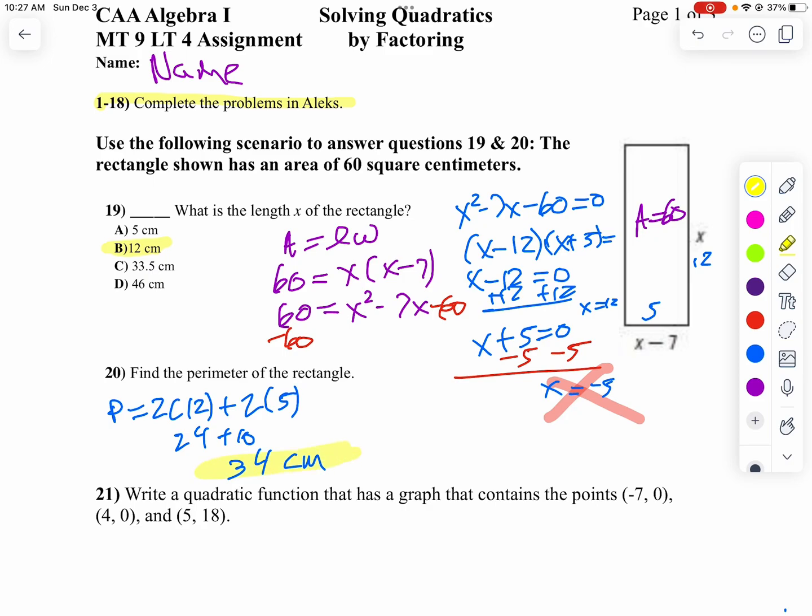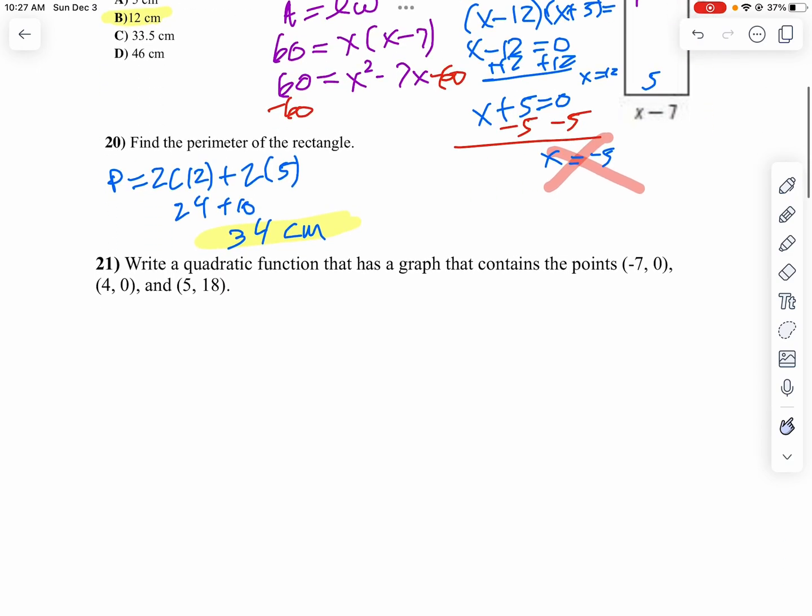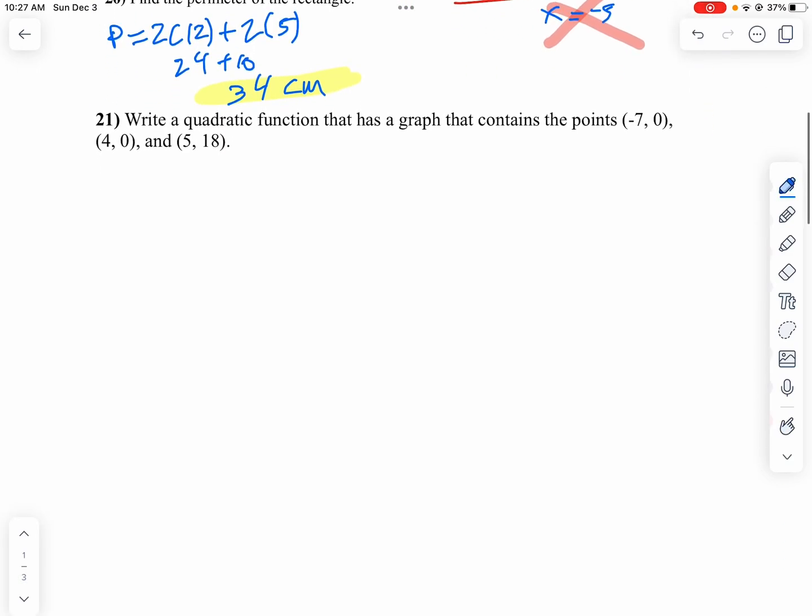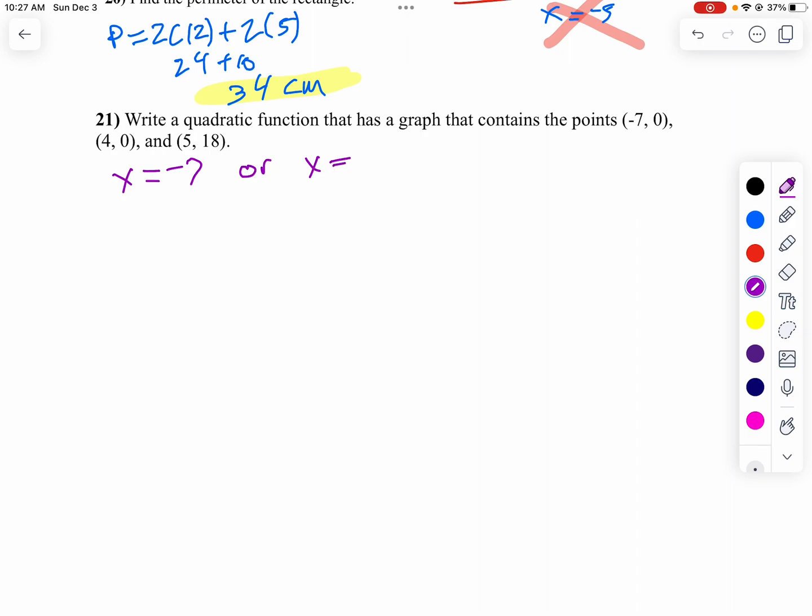Okay, in question 21, I want to write a quadratic function that passes through negative 7, 0, 4, 0, and 5, 18. Well, the first thing we notice, that tells us x equals negative 7 or x equals 4. Or we could say x plus 7 times x minus 4. That would equal to 0.